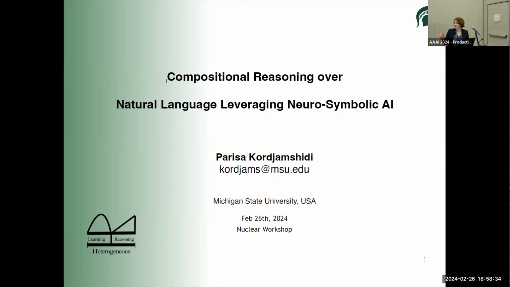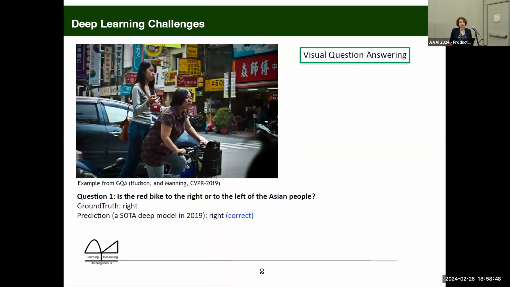Given that I have half an hour, I removed the visual part, so I focus on compositional reasoning over natural language, leveraging neuro-symbolic AI. So let me start with an example.